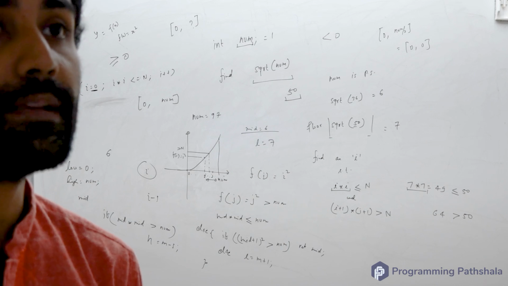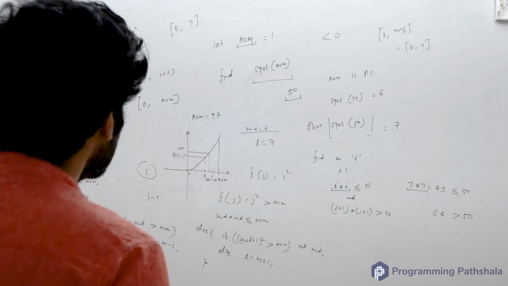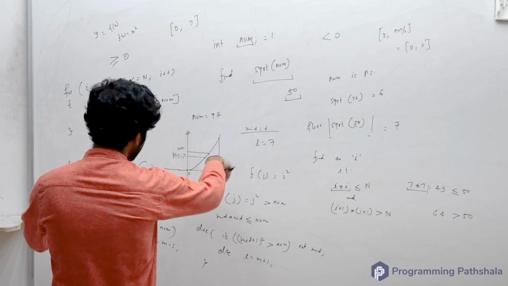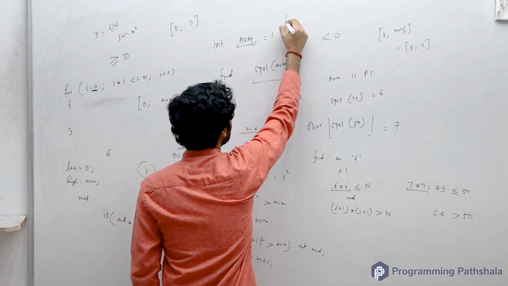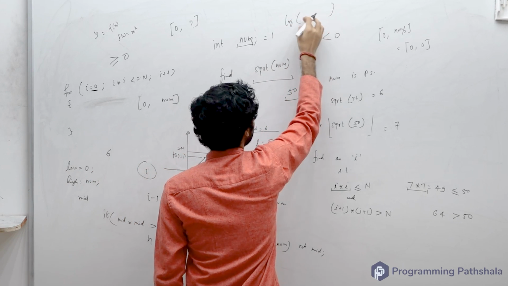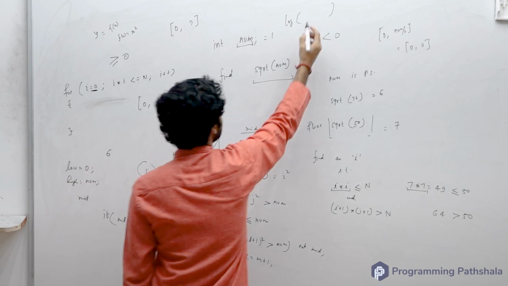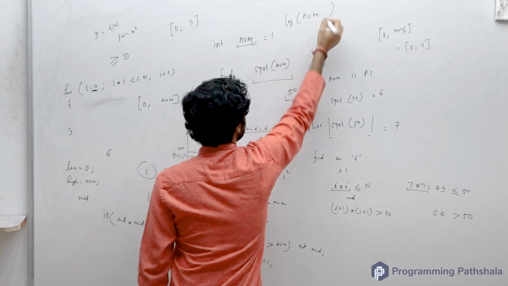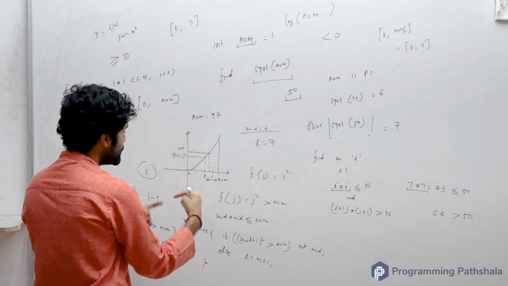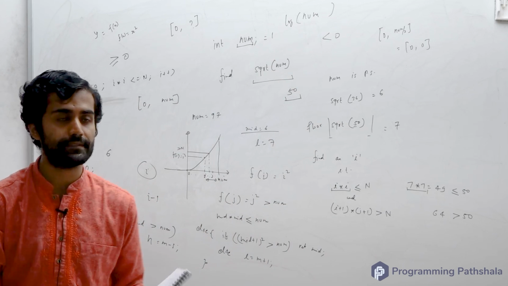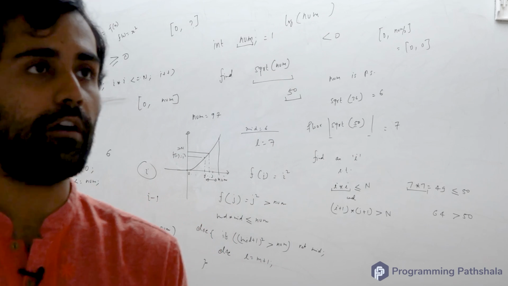What will be the time complexity of this? What is the number of steps of binary search in general? The number of steps is log of the size of the range, and the size of the range is high minus low, which in this case is num. And in every iteration you are just doing order 1 work of comparisons. So this will just be log of n.